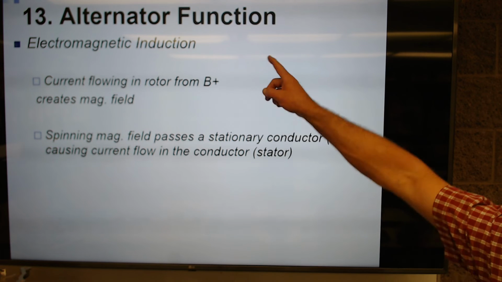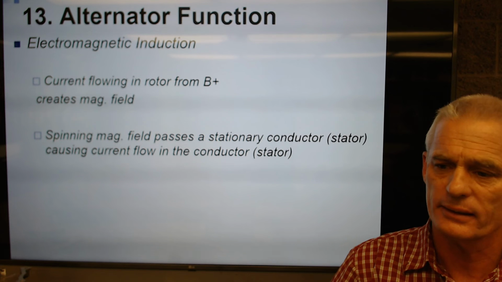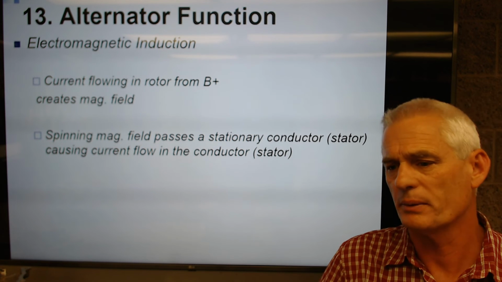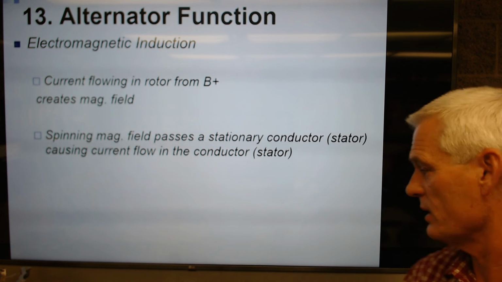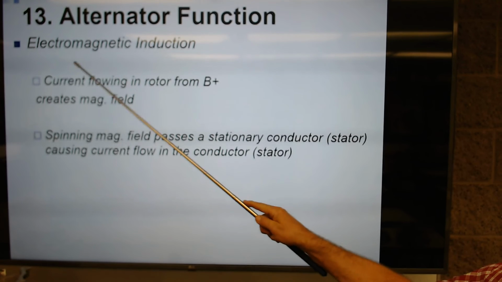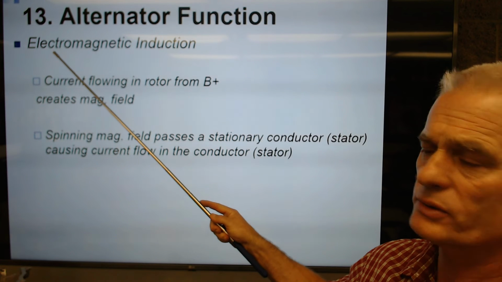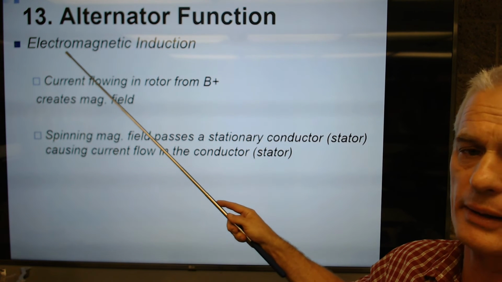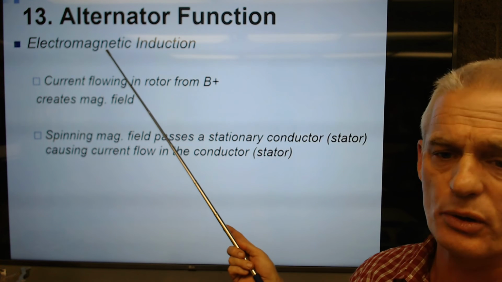Well, we're going to make power by what's called electromagnetic induction. And I like to be able to take complicated words and break them down so we can understand them. So I'll grab my pointer here. So a magnet can be made with an electron flow. So we can flow current through a coil of wire and make an electromagnet, as opposed to a permanent magnet.